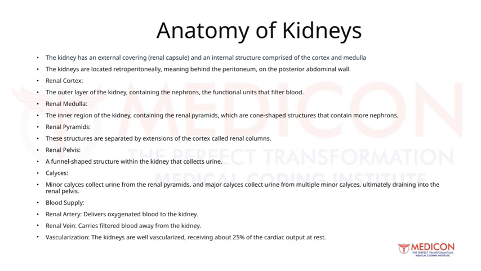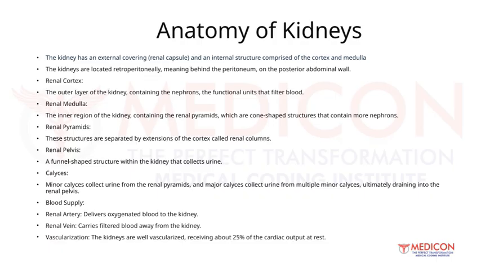Let's take a closer look at the anatomy of the kidneys. The kidney is covered externally by a tough, protective layer called the renal capsule. Inside, it has a more complex structure, divided into the cortex and medulla. The kidneys are situated behind the peritoneum, which is why we say they are retroperitoneal, on the posterior side of the abdominal wall. Focusing on the renal cortex, the outer layer, this area houses the nephrons, the vital functional units responsible for filtering blood. Moving inward, we find the renal medulla, which contains the renal pyramids.